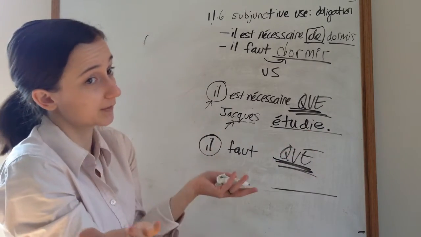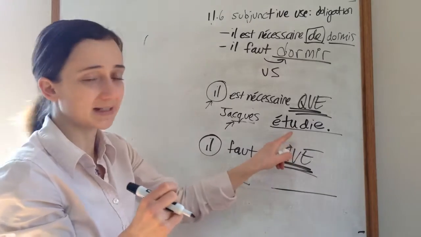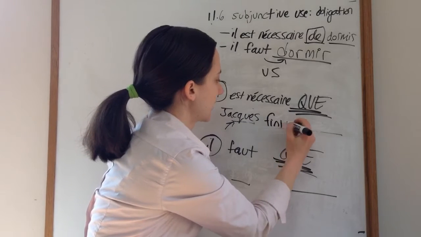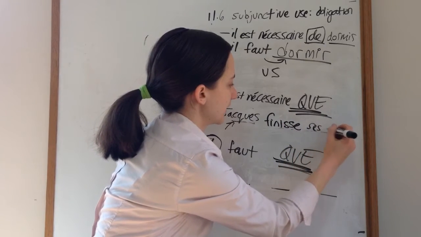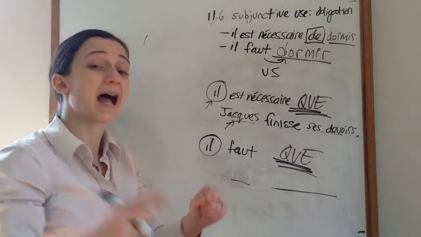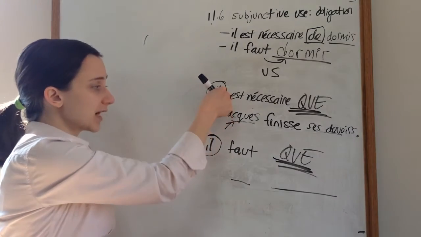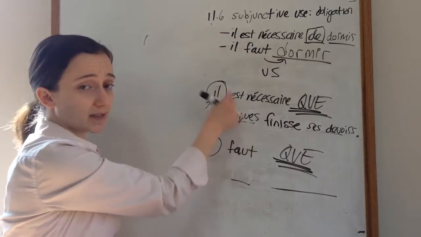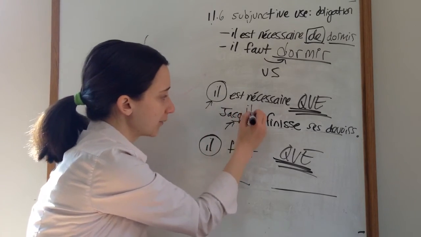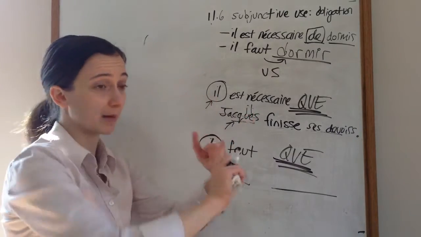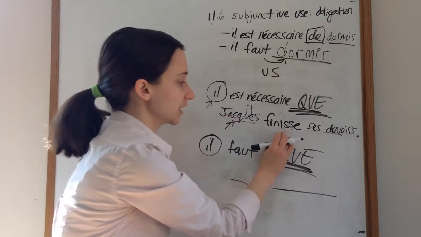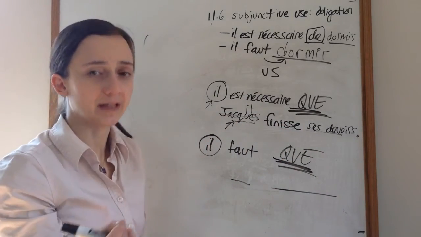I know it looks similar to the present indicative. It is, but that's still subjunctive. How about I use one that looks a little more different: finisse ses devoirs. We use the subjunctive because we have que, and because this subject is different than this subject. We have 2 different subjects here. Now, if we wanted to not repeat Jacques all the time, we could use il. Yes, they look the same, but remember they're talking about 2 different things. It is necessary that he finishes his homework, or it's necessary that he finish his homework.